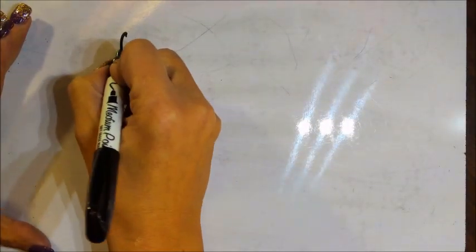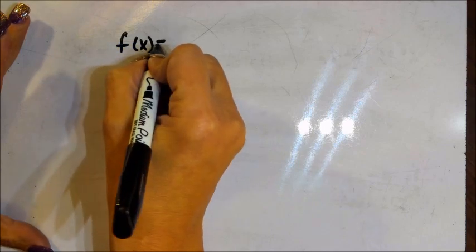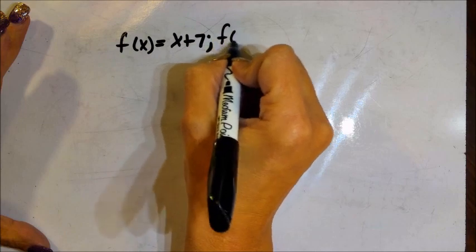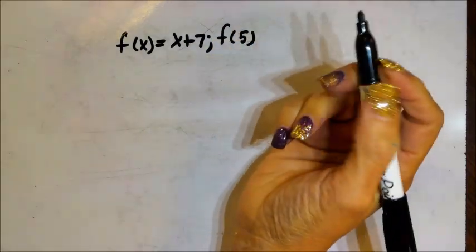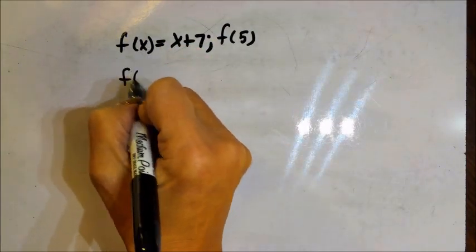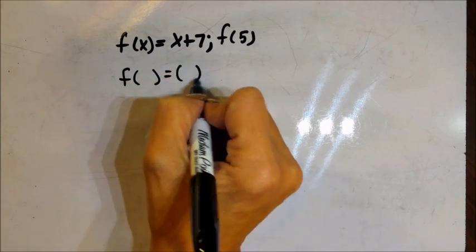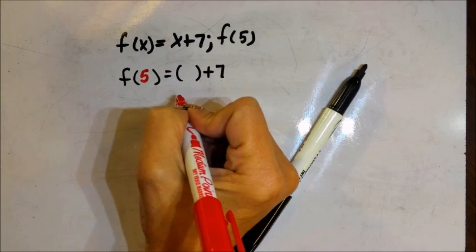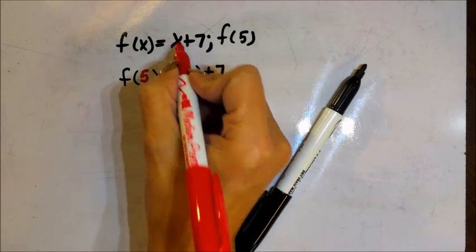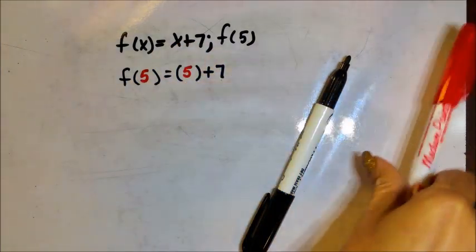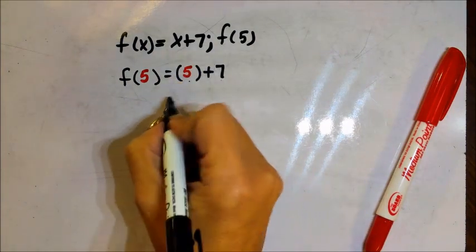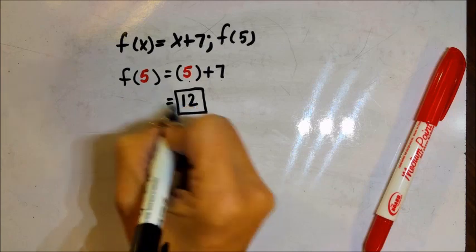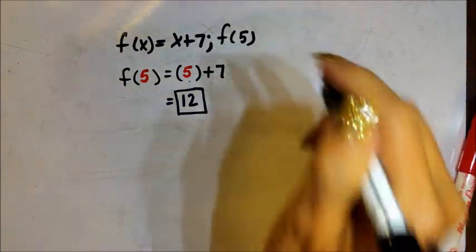Okay, so let's look at that first one there. They're giving me f of x equals x plus 7, and they want me to find f of 5. That just means I'm going to take this x right here and replace it with 5. So this x is now going to become a 5. 5 plus 7 is 12. So f of 5 is 12.